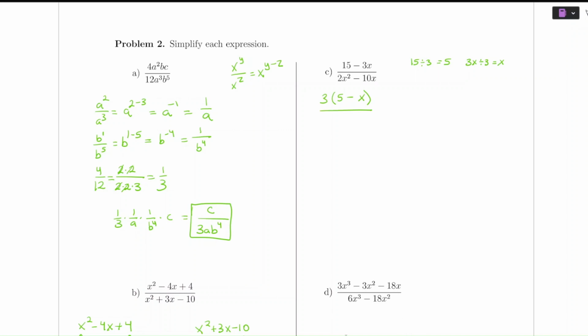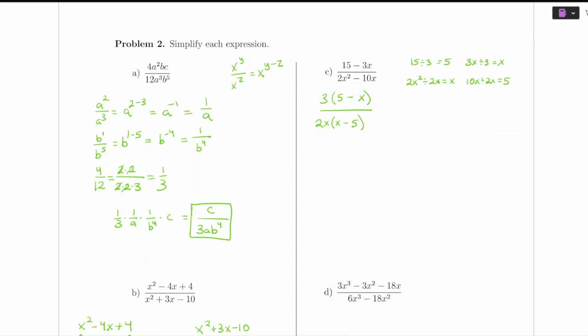Okay, so for the denominator, they both have 2x, right? Because 2x squared divided by 2x equals x, and 10x divided by 2x equals 5. So I can take out that 2x and have x here, so that gives me my 2x squared, and then minus 5. That would give me my negative 10x.